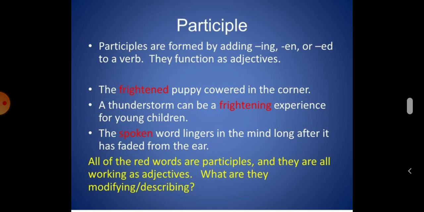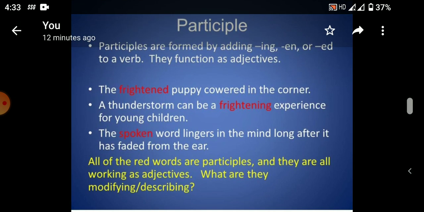The frightened puppy cowered in the corner. Here the word frightened is the participle. A thunderstorm can be a frightening experience for young children. Frightening, here ing is added. In the first sentence ed is added. The spoken word lingers in the mind long after it has faded from the ear.